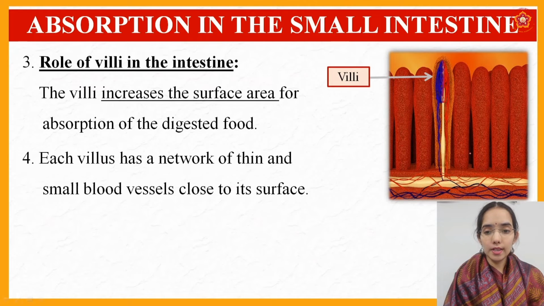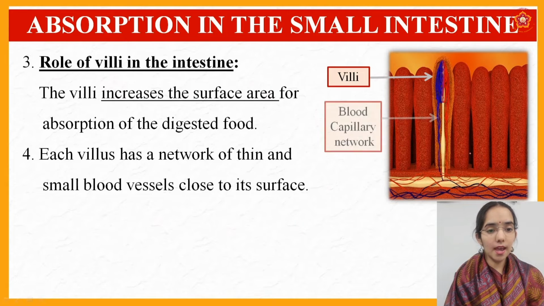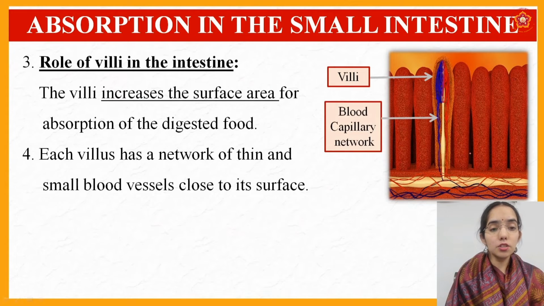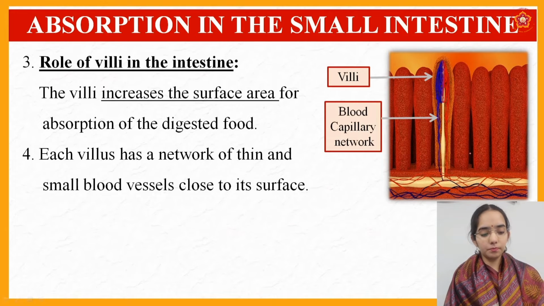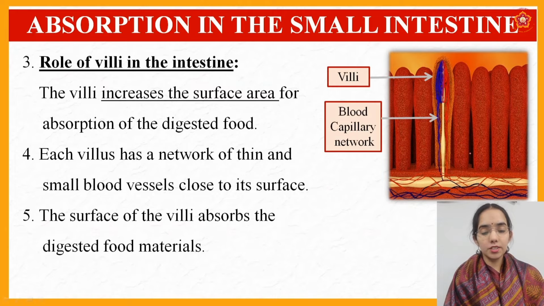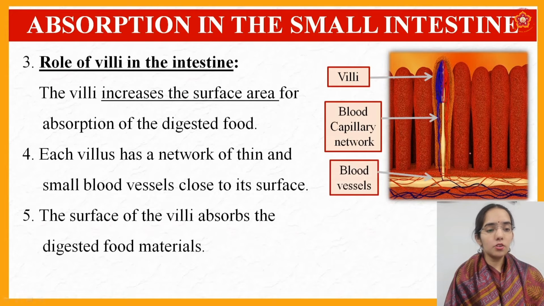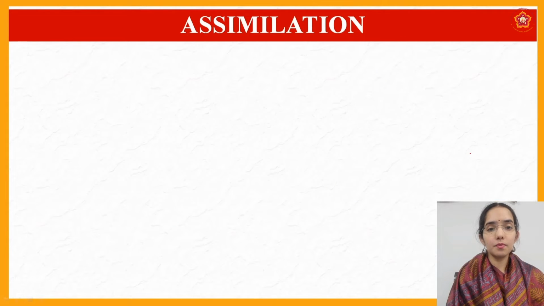Now, each villus has a network of thin and small blood vessels close to its surface. You can see in this diagram these very thin blood capillaries, and the digested food, now it will enter this blood capillary network. The surface of villi absorbs the digested food material. So over here you can see the villi, it has a lot of blood capillary network and blood vessels.